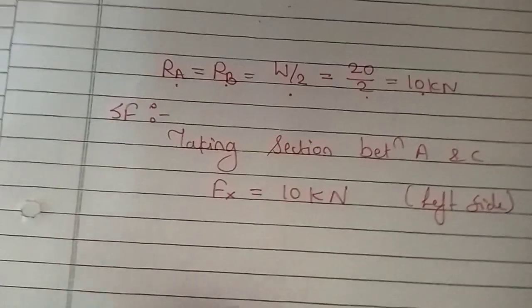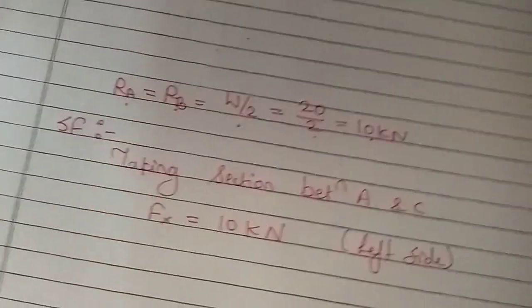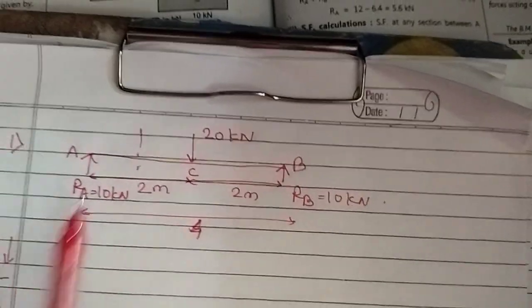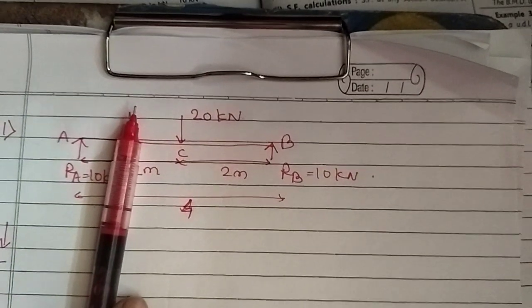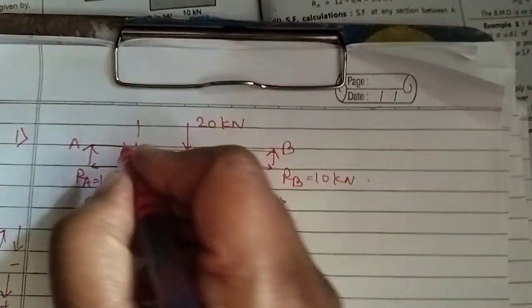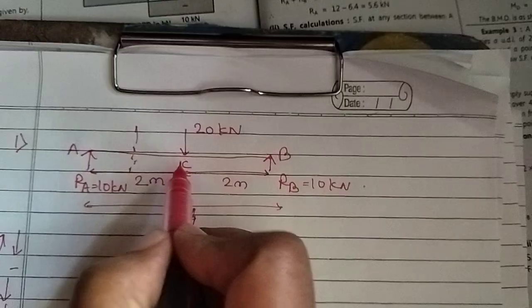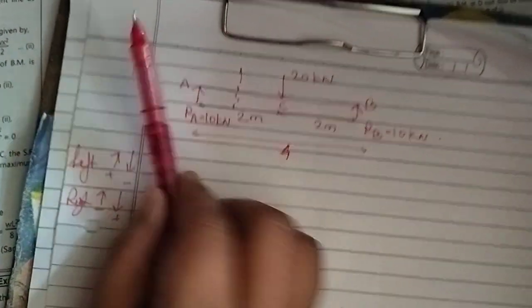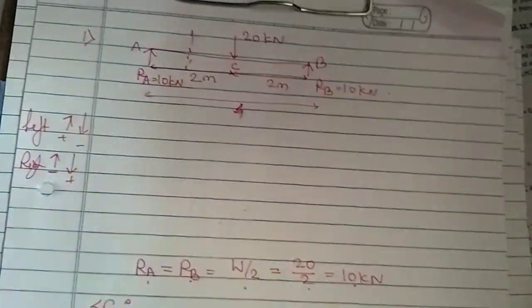Now, we will go towards the shear force calculation. So, what is our definition of shear force? Shear force means the algebraic sum of all the vertical forces either on the left side or on the right side. Suppose we take the section in between A and C. So, first of all, we'll try to consider the left side. If we consider the left side, see there is only one force.